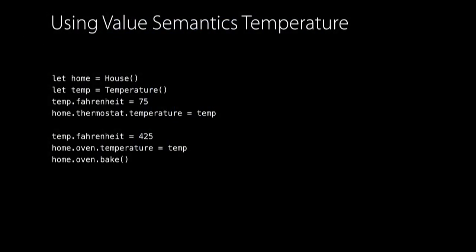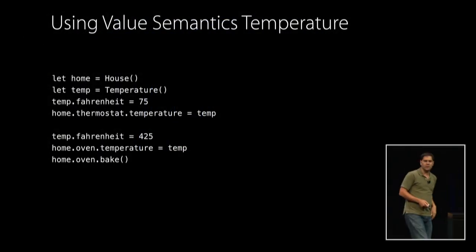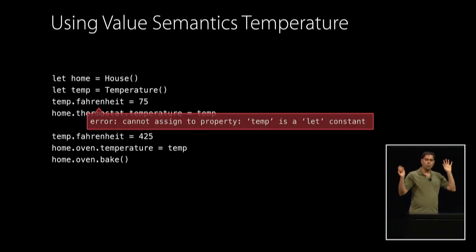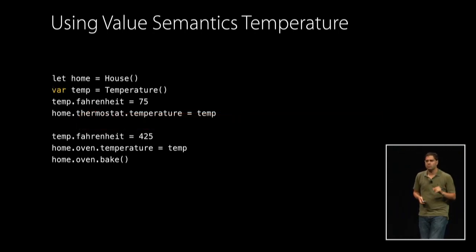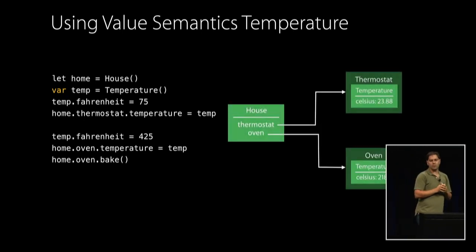It's fine. We create the home, create the temperature, set the temperature to 75 degrees Fahrenheit, and whoa, compiler stops us here. What went on? Well, we're trying to mutate a property of temp, which is described as a let. It's a constant, can't change. Okay, we'll appease the compiler, change it to var, and now we can mutate it. And this all works perfectly fine.